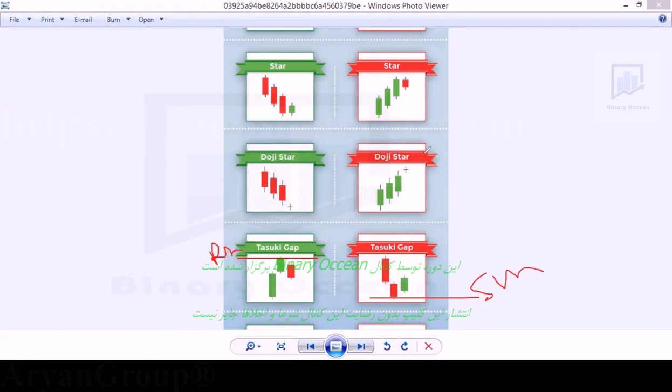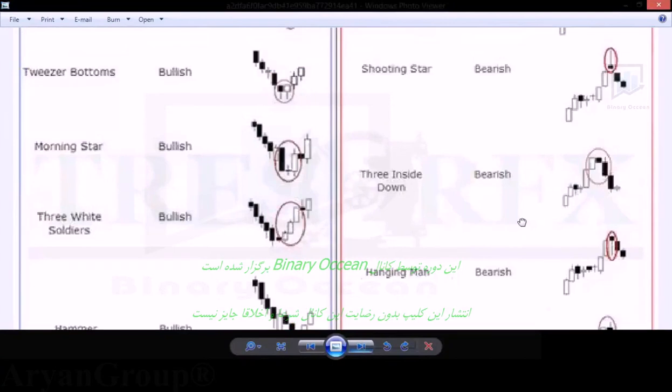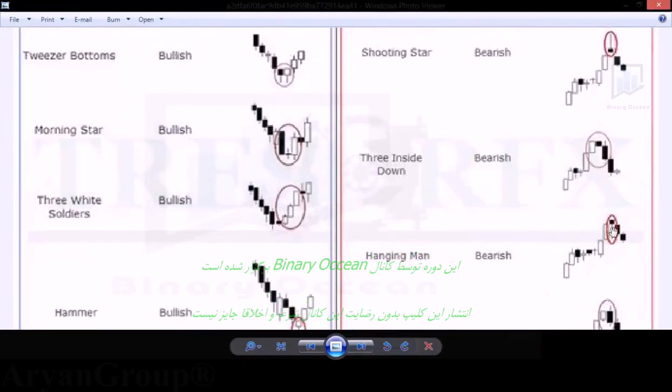But if you get another candle like this after this pattern, then you can enter. It will be your stop loss point. The next level will be your take profit point. So any pattern, you need an additional candle to enter into the market. These are the same. Okay, here also a hanging man candle.